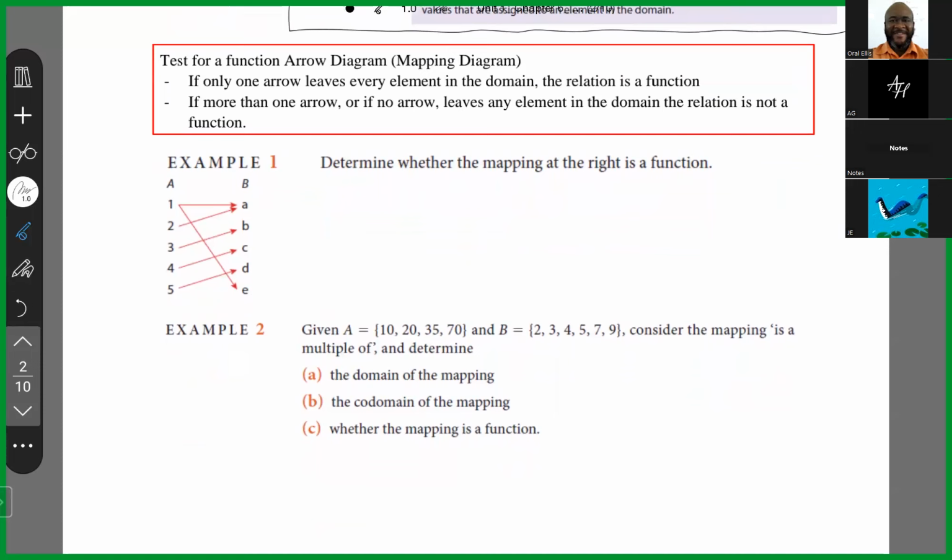If one arrow leaves every element in the domain, important word, every, the relation is a function. If more than one arrow, or if no arrow leaves any element in the domain, the relation is not a function. All right, guys, with that in mind, I want you to do example 1 and example 2. You can type your answers in the chat.